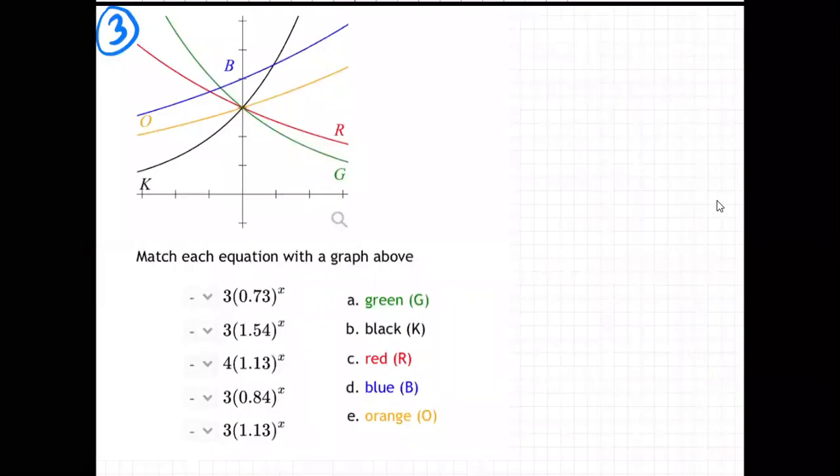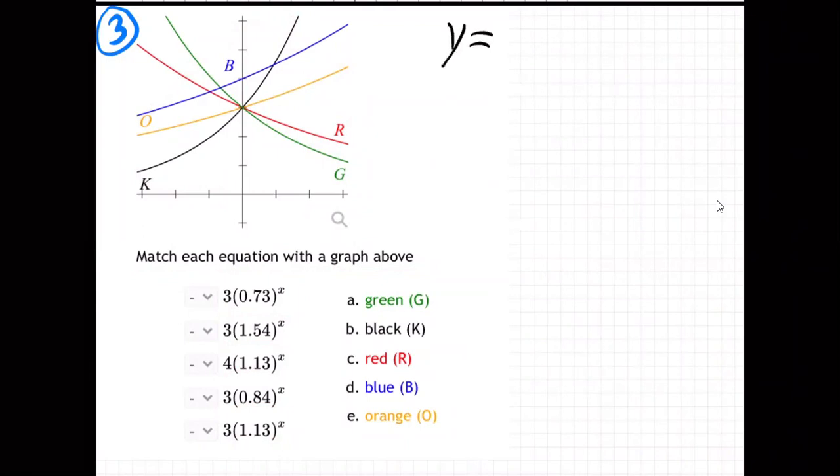Okay, so on this one, they've given us a bunch of graphs up here, and then a bunch of possible exponential equations down there, and they want us to figure out which ones go with which ones. It's a match-them-up. Match each equation with the graph above. Well, to do that, let's go over here and talk about what goes on.